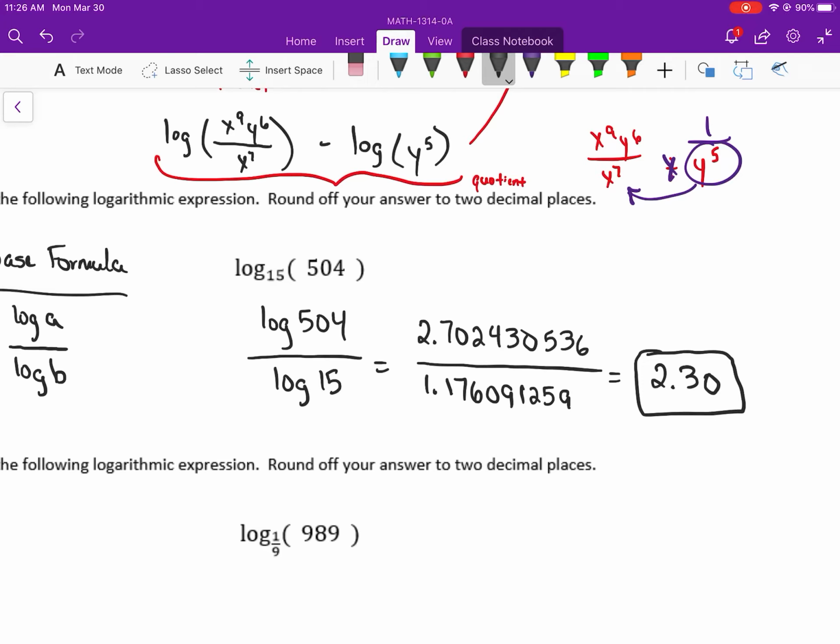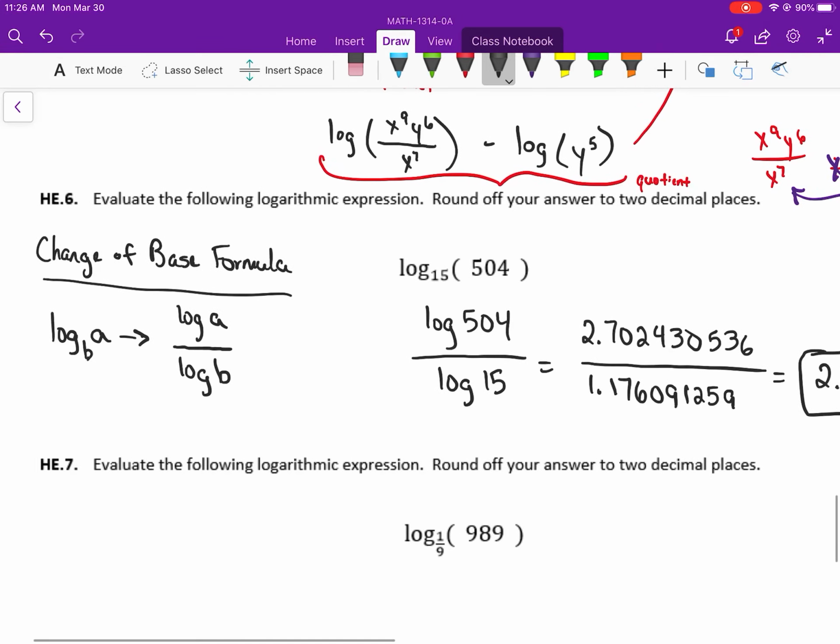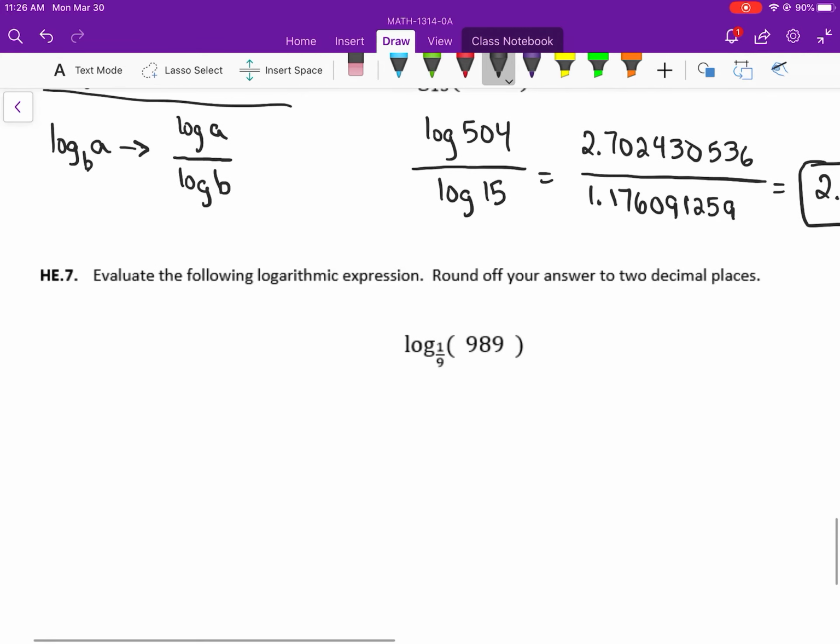So 2.30. Now I would strongly recommend to not round until you get to your final answer. If you round early, it could throw off your answer. So be really careful here. Make sure, do not round until your final answer, please.